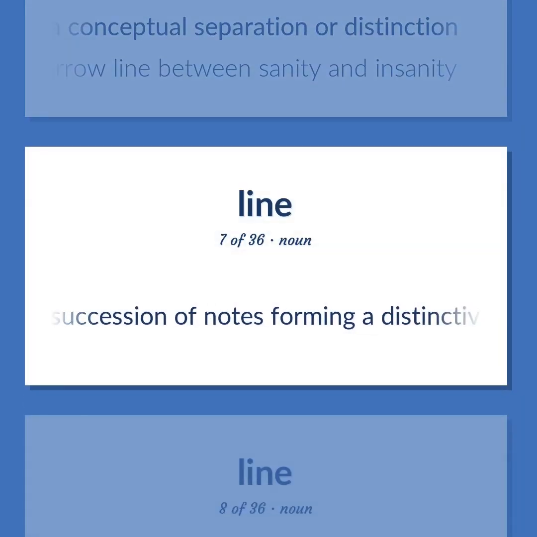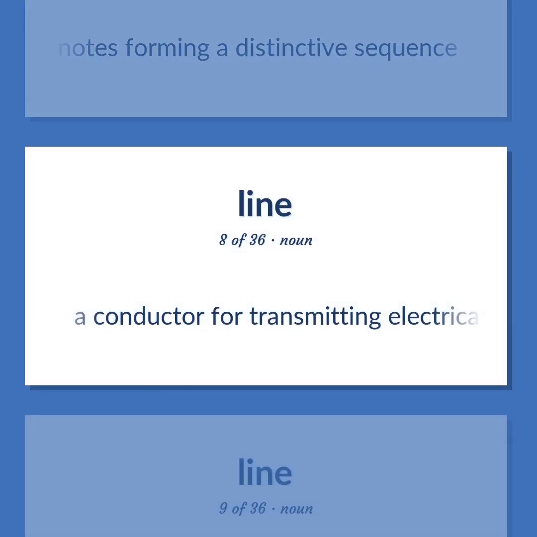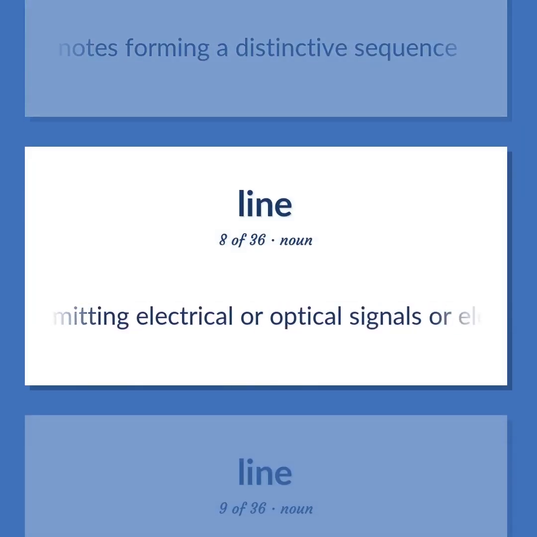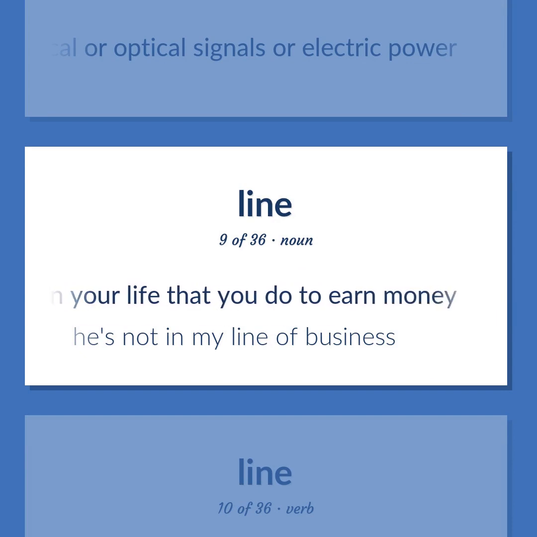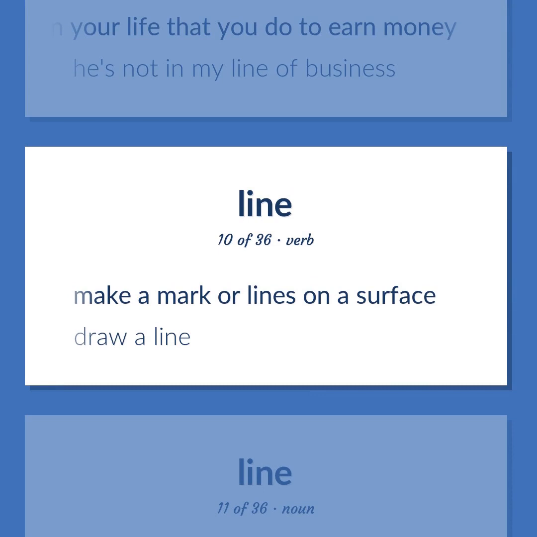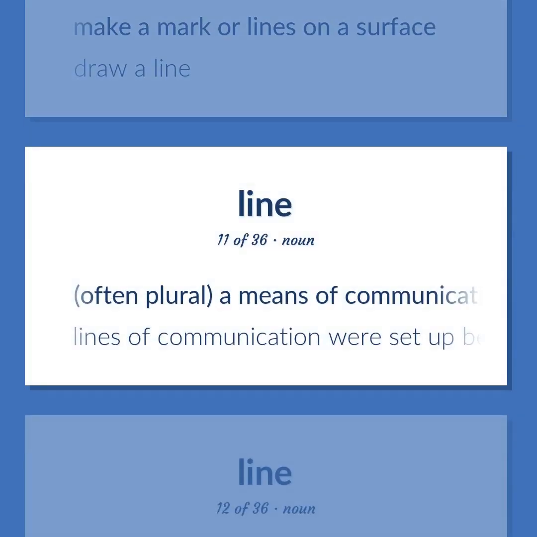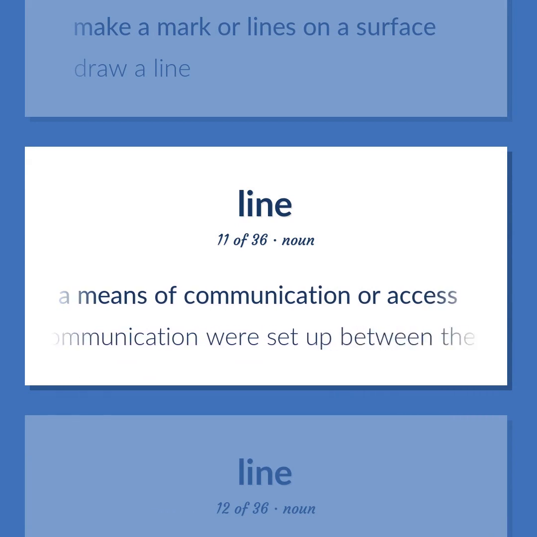A succession of notes forming a distinctive sequence. A conductor for transmitting electrical or optical signals or electric power. The principal activity in your life that you do to earn money. He's not in my line of business. Make a mark or lines on a surface. Draw a line. Often plural, a means of communication or access. Lines of communication were set up between the two firms.